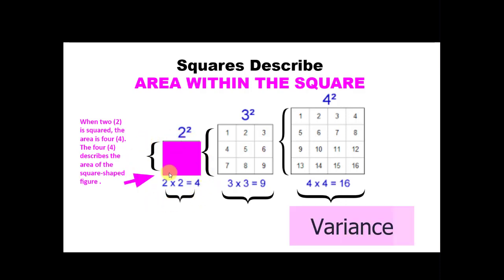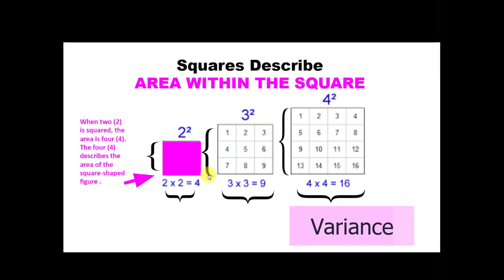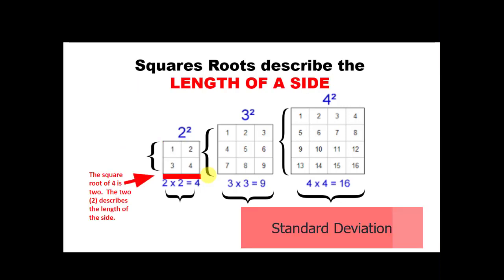Variance describes a space in 2 dimensions. Standard deviation describes a length. Variance describes how far the data is from the mean in terms of area. Standard deviation describes how far the data is from the mean in terms of length.